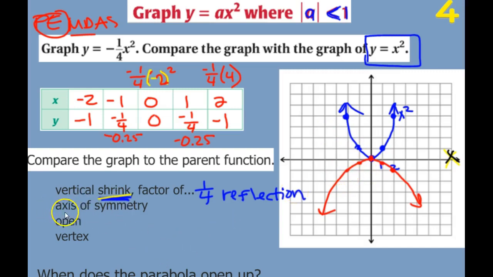Then we have our axis of symmetry. Where does our graph fold in half? This one folds in half when x is at 0. We know this graph now, it's the red one, opens down. I know it opens down also because a out front is a negative. That means it's going to flip upside down. And then our vertex. This one of our new graph, not the parent function, this red one, is the highest point, so that's what we're calling a maximum, and it is at the point 0, 0.